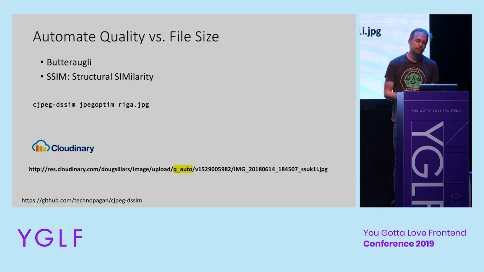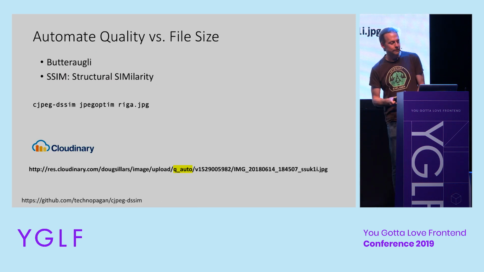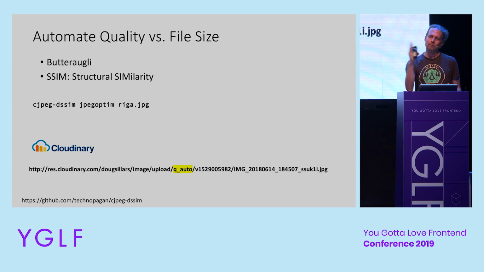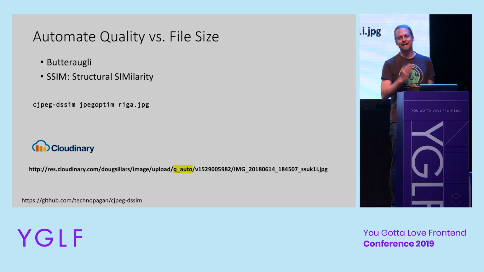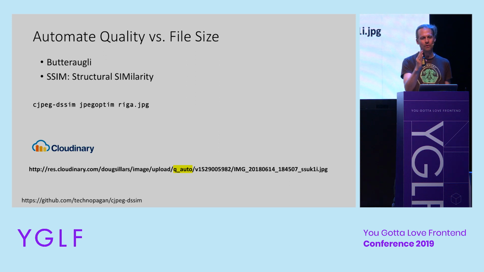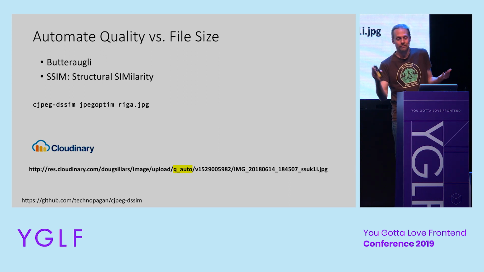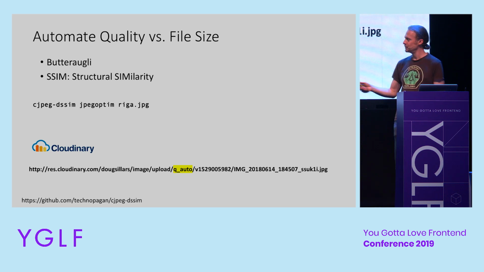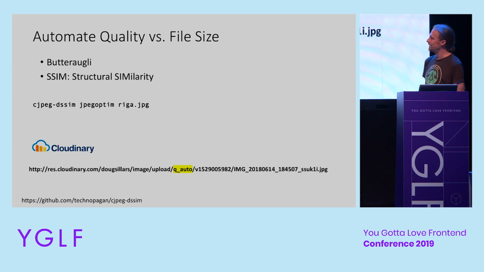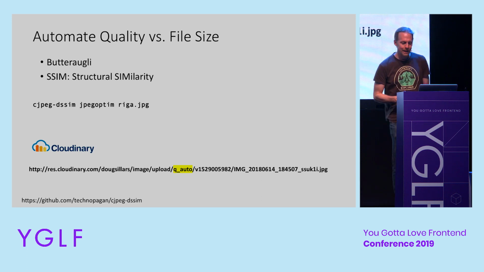Butteraugli, structural similarity. There are a bunch of tools out there that can find the optimal place where the quality is lowered to where the human eye can't tell a difference. So if you lower it to a quality where the human eye can't tell a difference, you've made it the optimal size and quality for everyone. You can use cjpeg-dssim. You can use q_auto with Cloudinary.